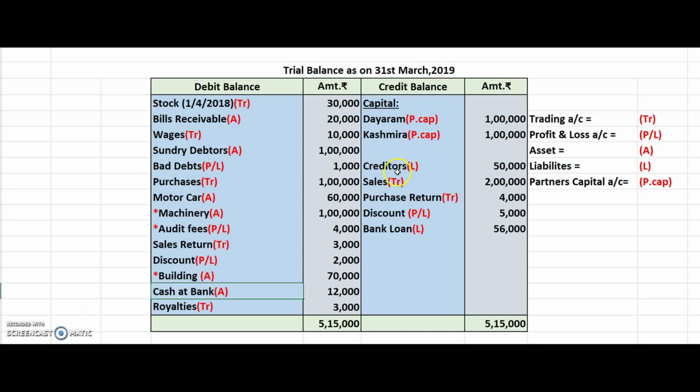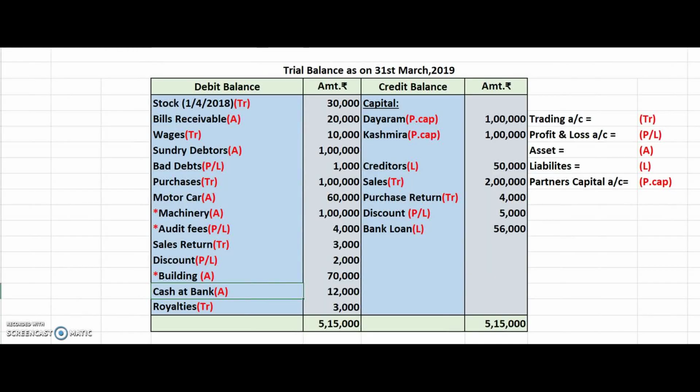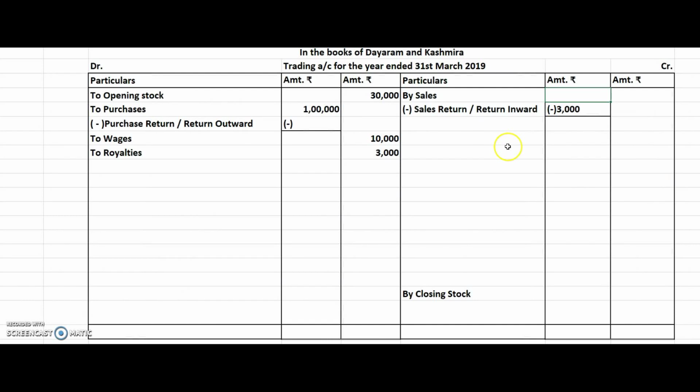Next is creditors. Creditors is also a liability. Therefore, it will go to the balance sheet, liability side, 50,000. Please note, always leave around 4 to 5 lines on the liability side, since we are going to be writing an answer here later. Next is sales. It says trading account, which is to be transferred here, 2 lakh. 2 lakh minus 3000 can be done right now, or it can be done later also. I tend to prefer to do the plus and minus later, so I will be doing it after some time.